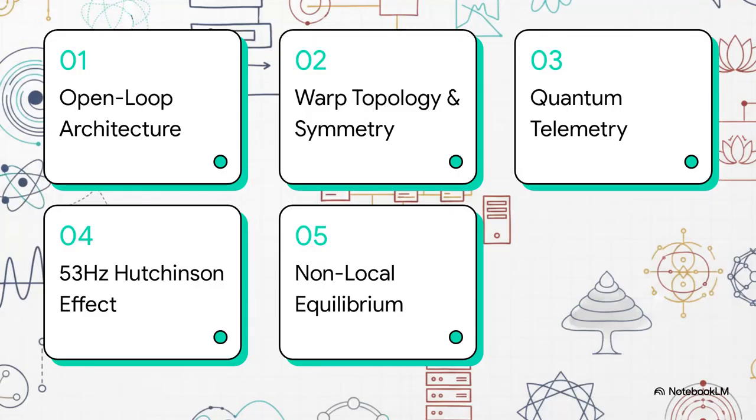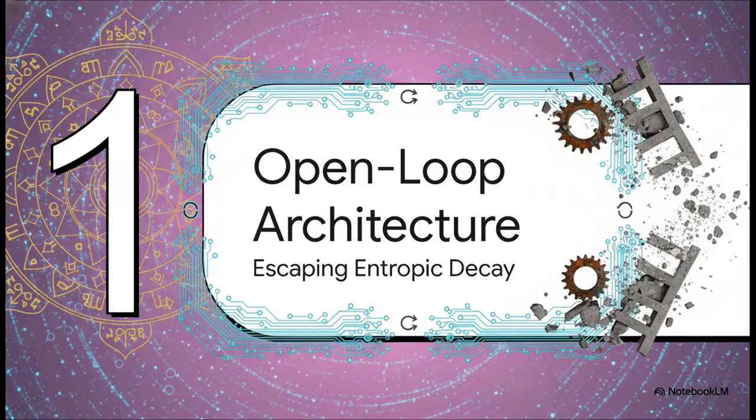Here is our roadmap for today. We're going from open-loop zero architecture and warp topology right into integrating quantum WebSocket telemetry, checking out the 53 Hz Hutchinson effect, and wrapping up with achieving non-local equilibrium. Okay, part 1. Open-loop zero architecture.